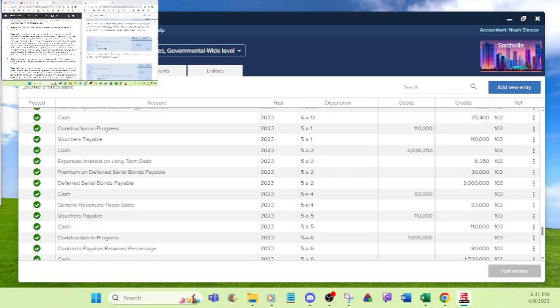The equivalent entry in their examples. Accrual of interest at the end of the year, because we need to accrue interest. That's not relevant to the question.